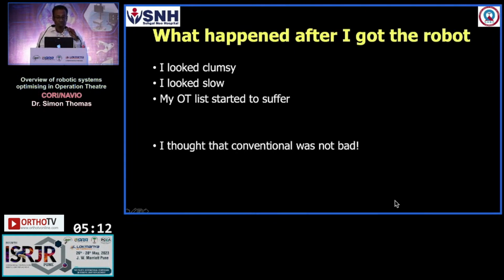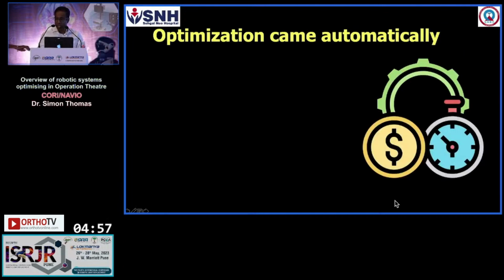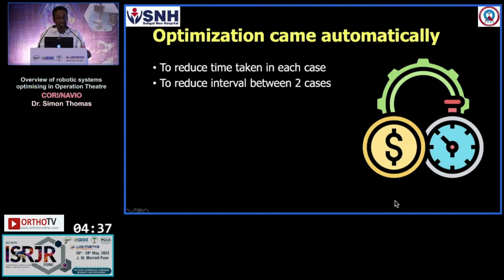What happened when I immediately got the robot? I started looking clumsy. I looked slow. My OT list started to suffer. And I thought at that time, the conventional was not that bad. So the optimization word came automatically. In today's modern time, where time is money and the list has to go on and on, volume has to be done, optimization had to come. How I optimized was to reduce time taken in each case, so that I would reduce the interval between two cases and, in the end, do a greater number of cases. That's why optimization came to me.